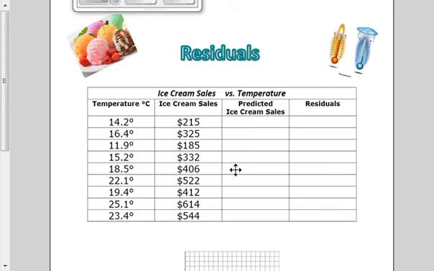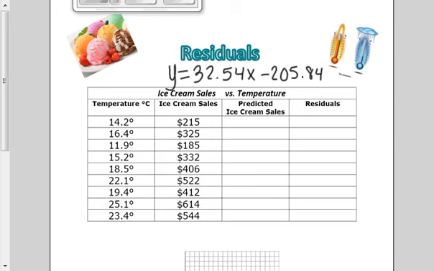The one from the calculator is y equals 32.54x minus 205.84. And this is the linear regression line for this set of data.